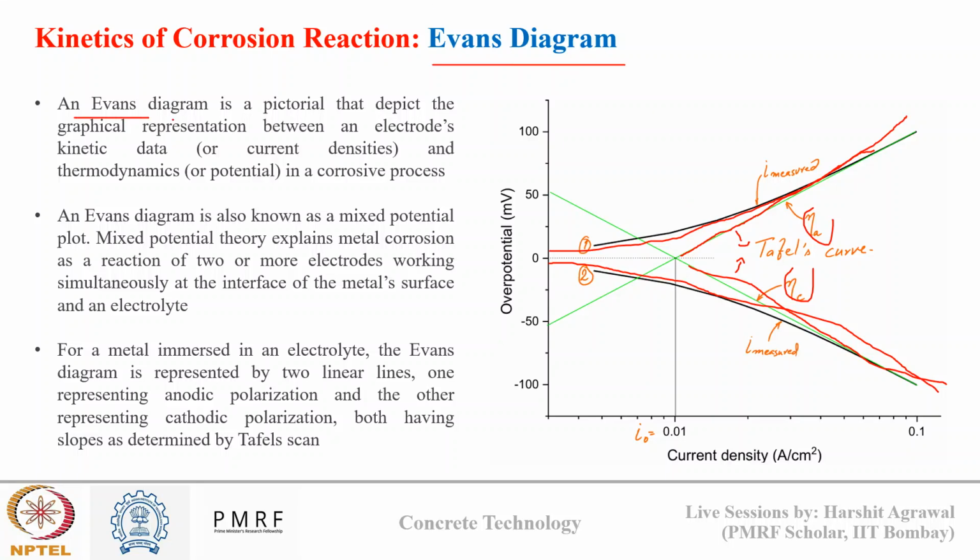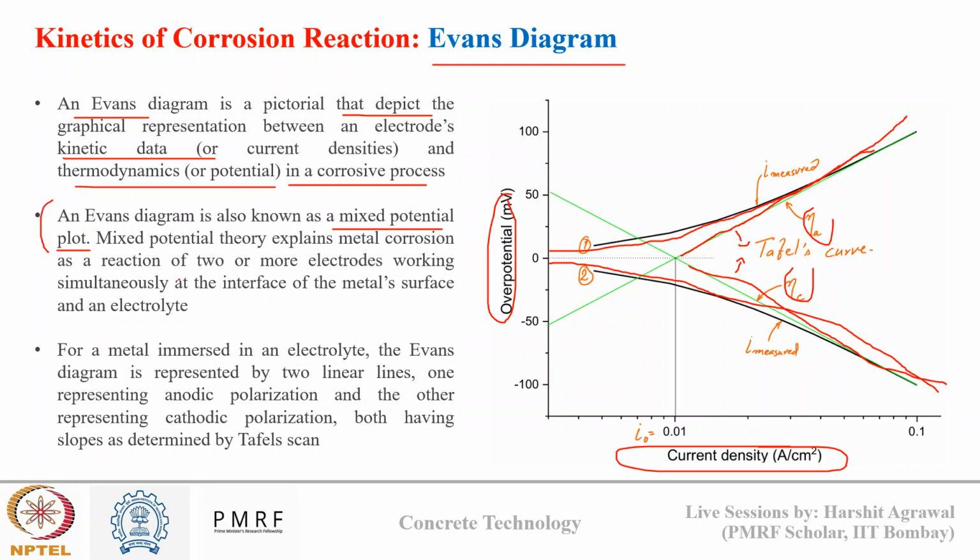So an Evans diagram is a pictorial representation that depicts the relationship between electrode kinetic data and thermodynamic potential in a corrosive process. So this is my thermodynamic parameter and this is my kinetic parameter. It is a representation of potential versus current. An Evans diagram is also known as a mixed potential plot. Why? Because mixed potential theory explains metallic corrosion as a reaction of two or more electrode reactions working simultaneously.